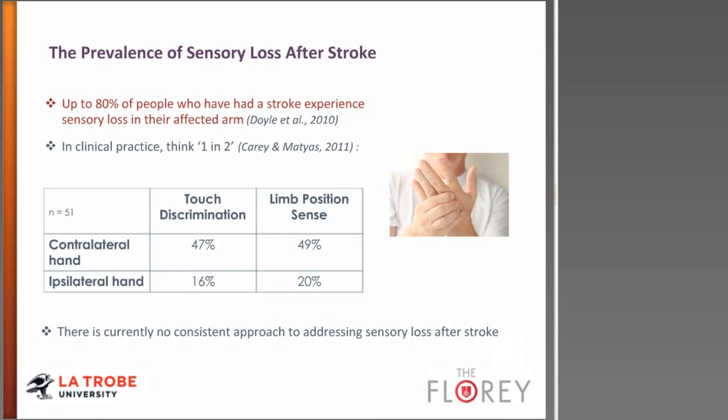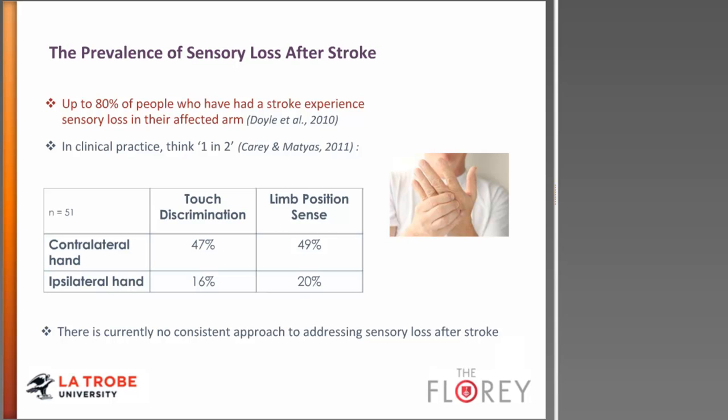So it's important to highlight the prevalence of sensory loss after stroke, and a Cochrane review that was completed by Doyle and colleagues in 2010 stated that from the research we can say that up to 80% of people who have had a stroke experience somatosensory loss in their affected arm.